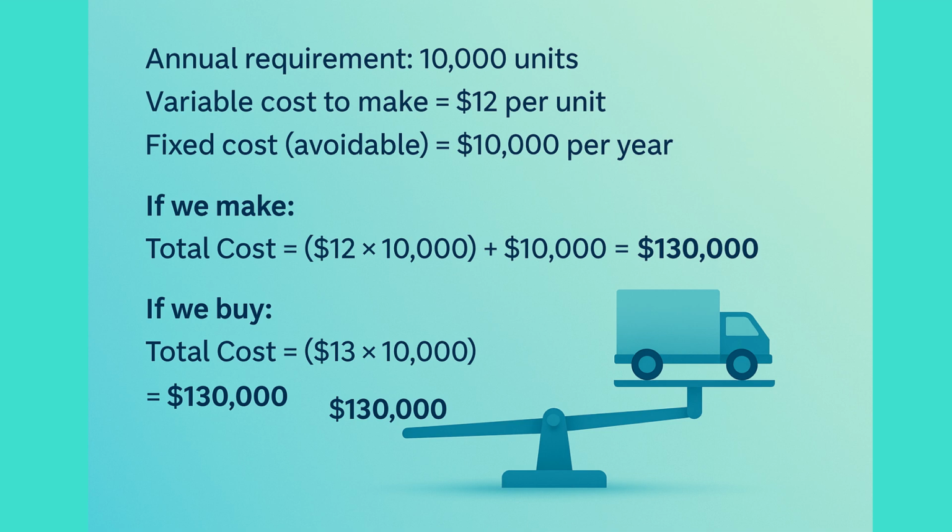If we make, total cost equals $12 times 10,000 plus $10,000 equals $130,000. If we buy, total cost equals $13 times 10,000 equals $130,000. So the cost is the same. But if spare capacity can be used for other profitable work, buying may be better.